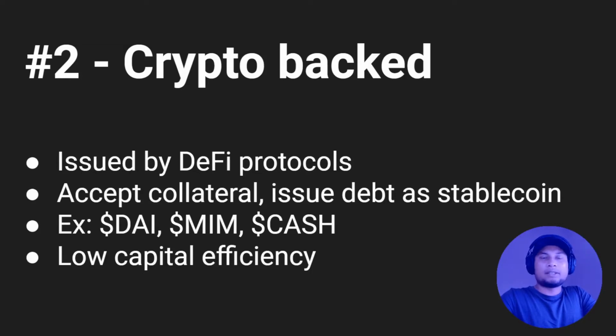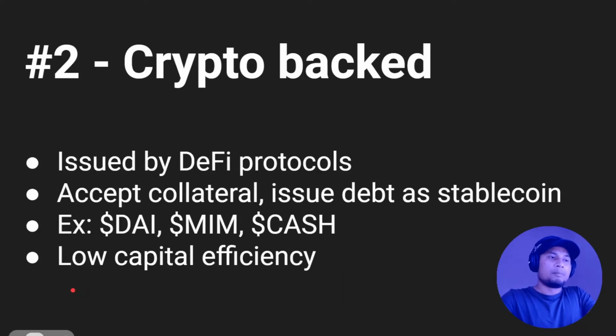Anyways, crypto-backed stablecoins. Crypto-backed stablecoins are commonly known as CDP. CDP is collateral debt positions, and the first dApp, the OG dApp, which comes to my mind is MakerDAO. One of the first dApps on Ethereum or DeFi, I would say. So crypto-backed stablecoins are issued by protocols like MakerDAO or by DeFi protocols. What they basically do is accept a collateral, and spit out a debt in the form of a stablecoin. Some examples are DAI, you have MIM, Magic Internet Money, you have Cash, the Cash IO app on Solana, and so on and so forth.